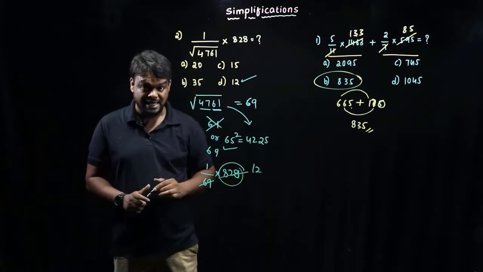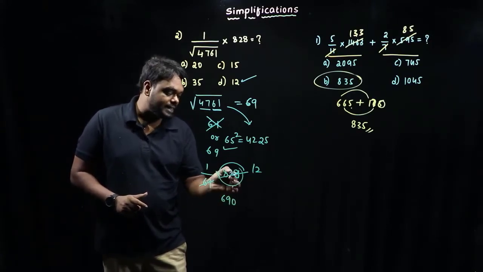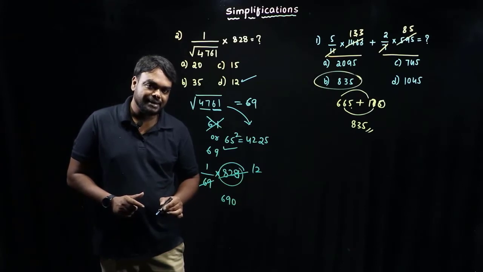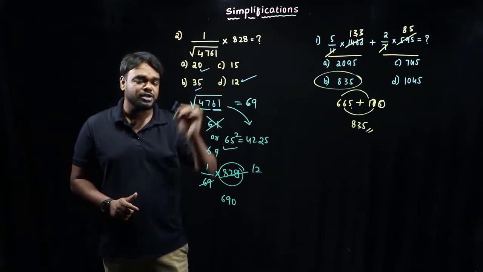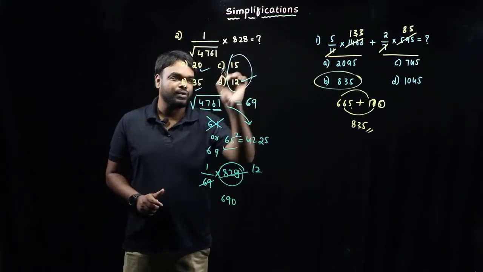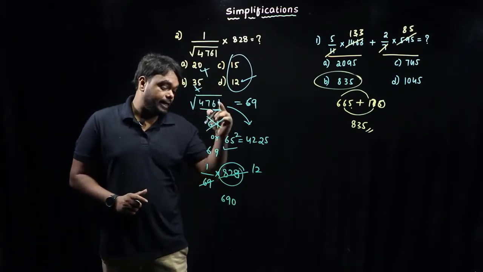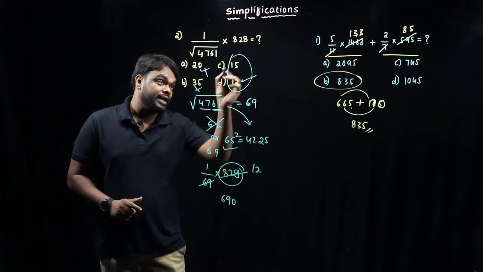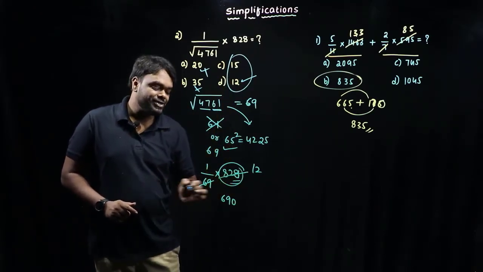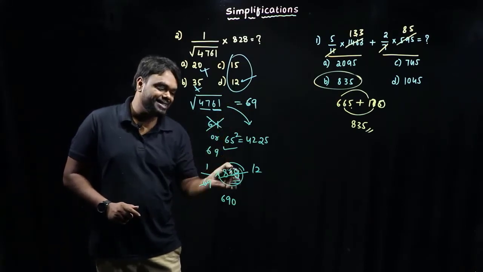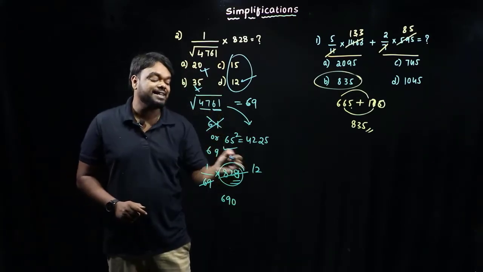I am repeating this step one more time. 69 into 10 is 690. Now if you look at this 828, that is slightly more than 690. So obviously this option and this option are ruled out. Only these two are left for us, right? In that, if I take 69 into 5, 9 into 5, 45, the unit digit should be 5. But what is the unit digit here? 8. So 9 into 2, 18. Unit digit is 8. So that's how we select the answer as 12 without actually cancelling the entire number here.